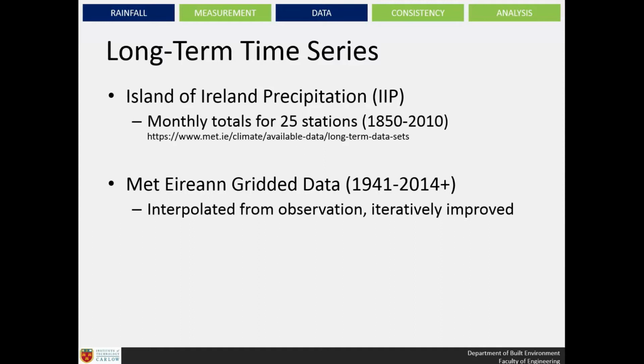There's also a gridded data set. I don't believe it's publicly available, but it is an interpolation of synoptic, climatic, and daily rainfall stations. It's on a 1-kilometer grid, interpolated from observations, and that's iteratively improved. In terms of the most recent data, the synoptic stations are available first, so they're added in, and then it's iteratively improved as other data comes in. So it changes.